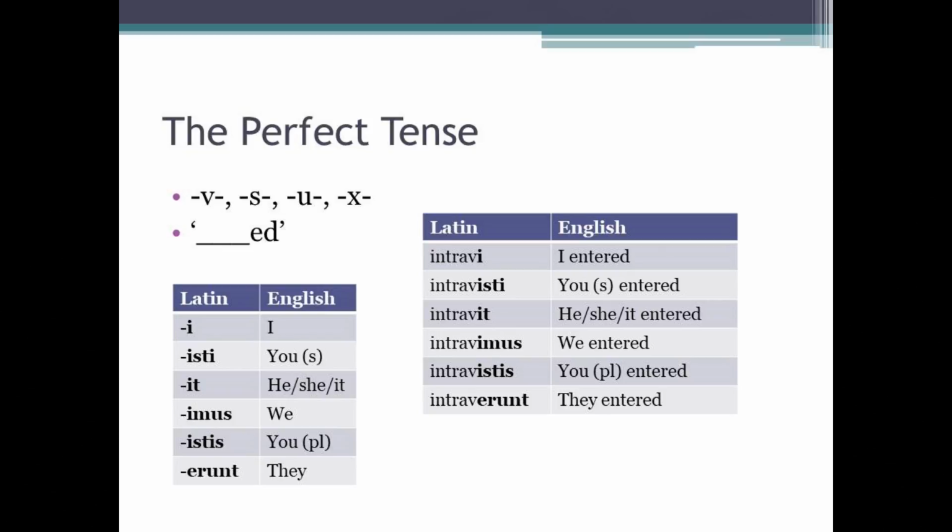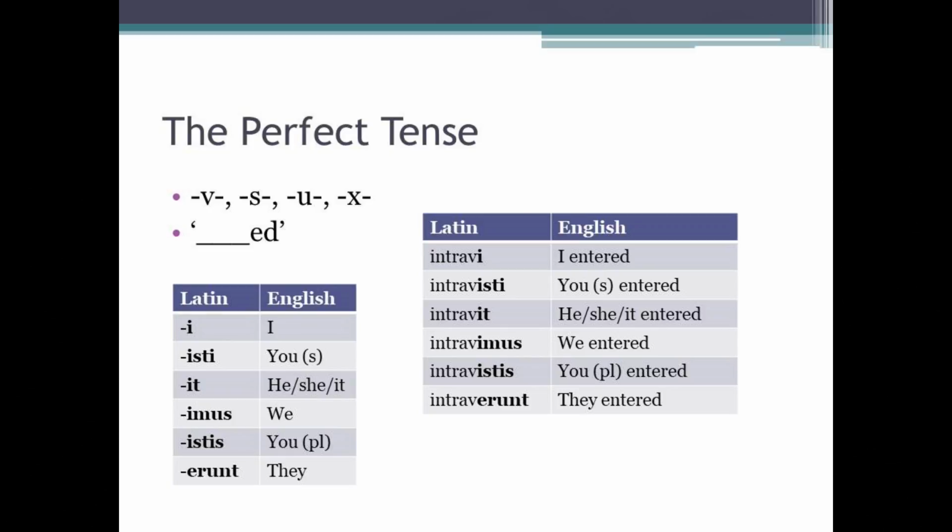So the perfect tense, as we've already covered in previous videos, is used for a complete action that has happened in the past. For example, he ran. This is distinct from the imperfect tense, which describes an ongoing action which has happened in the past. For example, he was running.